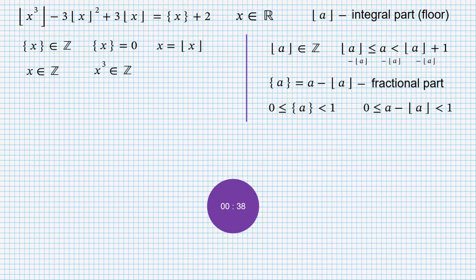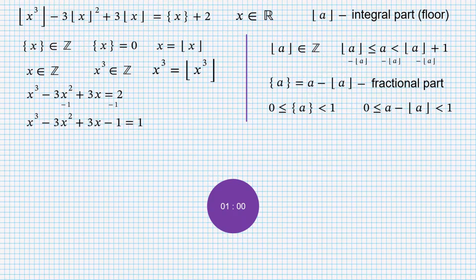Which means that x cubed is also an integer, and it's also equal to its integral part. So goodbye all the brackets in the left-hand side, and the fractional part in the right-hand side is eliminated as well. After the surgery is complete, we are left with a mere cubic equation, where the left-hand side looks very familiar, especially after subtracting 1.